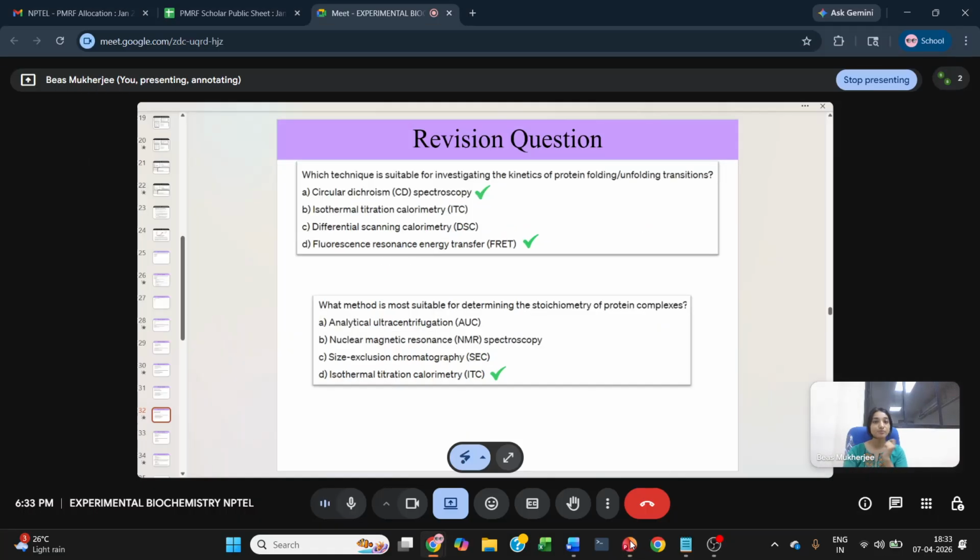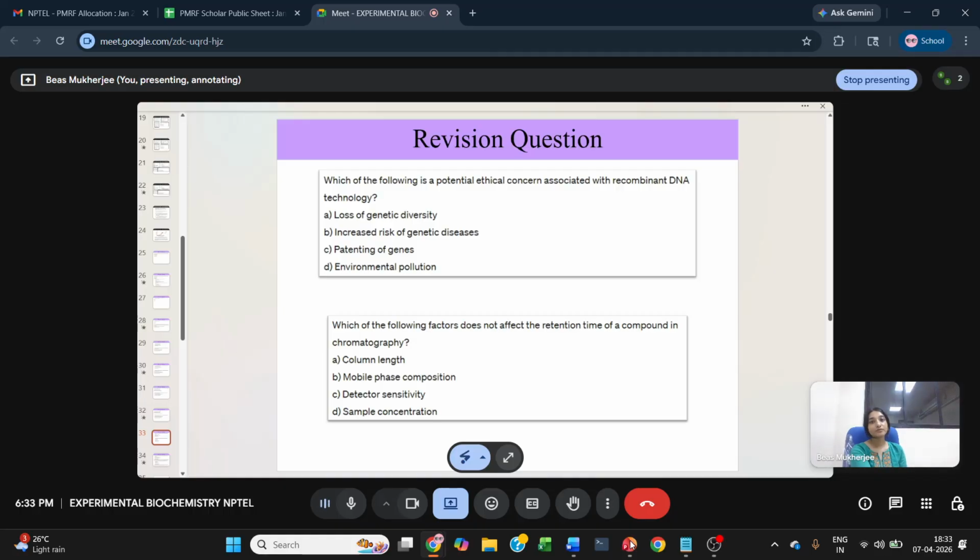So the right answer is both CD and FRET for the first one, and it is ITC. So for stoichiometry of protein complexes, you can also use analytical ultracentrifuge for that, and also ACC and ITC. But ITC would give you the very right answer for that matter.